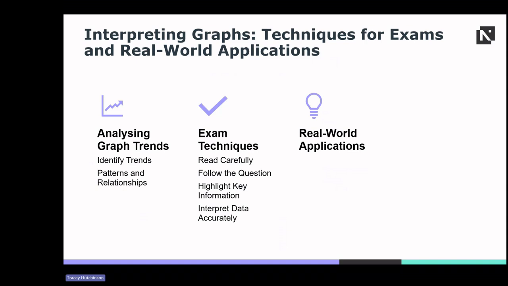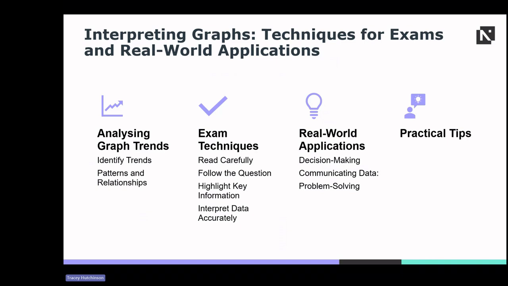In regards to real-world application, use graphs to inform decisions, such as assessing market trends or analysing performance metrics. Create or interpret graphs to present data clearly to others. Ensure the graph supports your arguments and findings. Analyze graphs to solve problems or make predictions based on visual data insights.